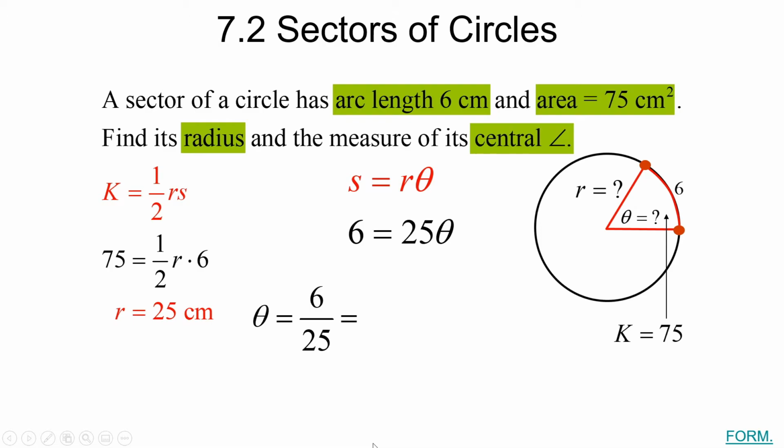It must be, let me punch this out. 6 divided by 25. Oh, I'm getting 0.24. I thought that would be an uglier decimal.